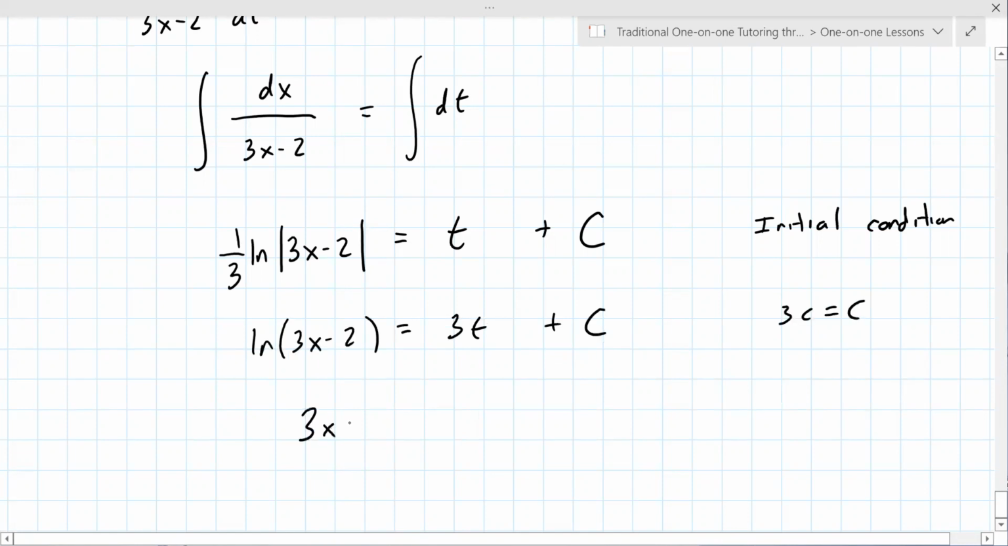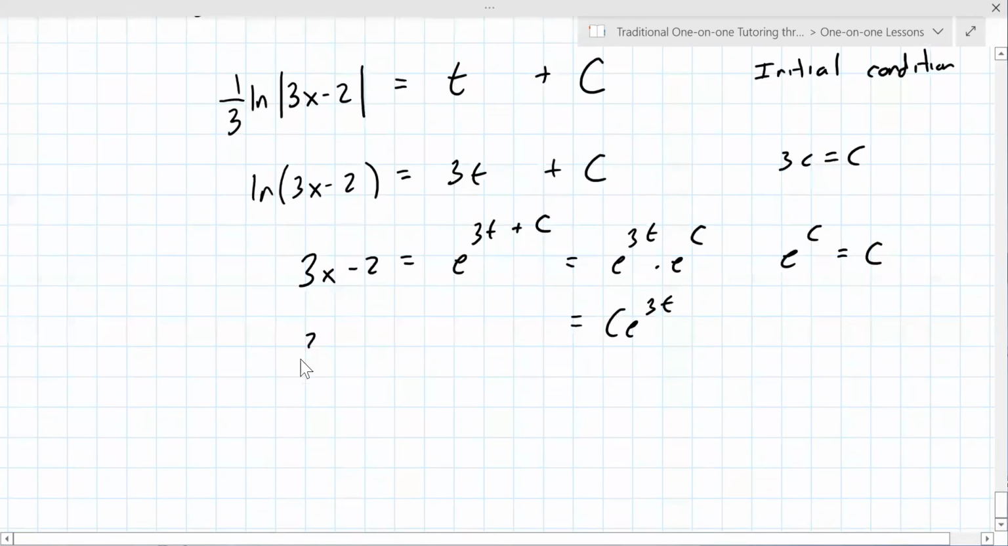Exponential both sides. You get 3x minus 2 equals e to the 3t plus c, which is really e to the 3t times e to the c. And then you can say e to the c is really c. So this is ce to the 3t. And you add 2 and divide by 3. So x ends up being ce to the 3t plus 2, all divided by 3. And that's your general solution.